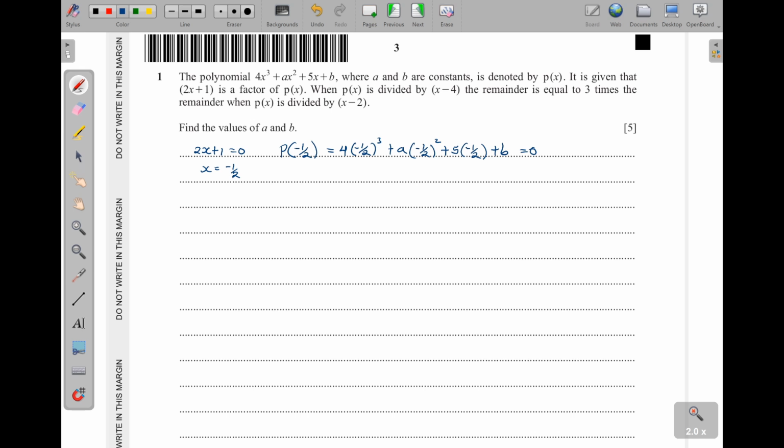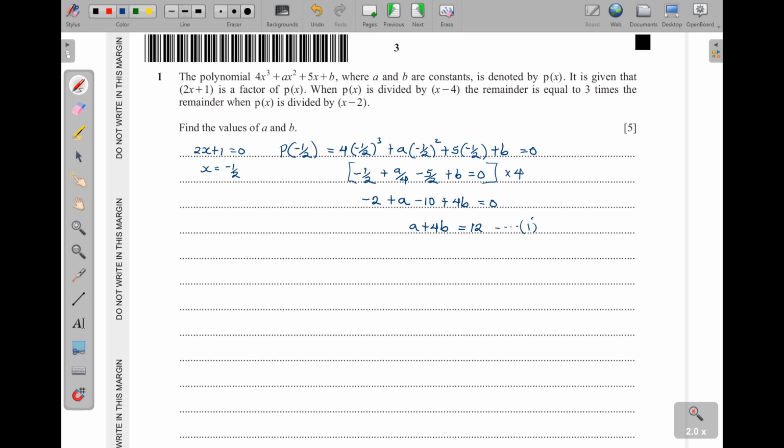Putting this in the calculator, all the power of a negative is always a negative. So we have 4 over 8, that one will be negative a half here, and then this one will be a over 4, then minus 5 over 2 plus b, which is going to be equal to 0. Then I can multiply all through by 4, which is the LCM of 4 and 2. So here I'll get negative 2, here I get a, here negative 10, and here 4b, which is equal to 0. Rearranging this, I can have a plus 4b equal to 12. That is my first equation.